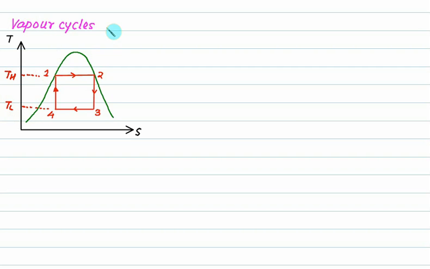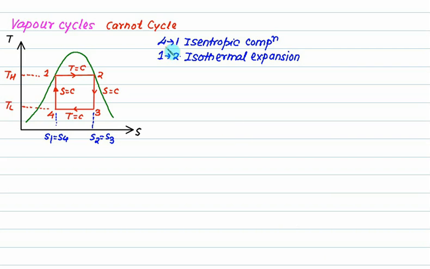The Carnot cycle essentially consists of 4 processes. This 4 to 1 is an isentropic process. 1 to 2 is an isothermal process. 2 to 3 is also an isentropic process. 3 to 4 is also a constant temperature process. Here S1 is the same as S4 and S2 is the same as S3. So 4 to 1 is isentropic compression, 1 to 2 is isothermal expansion, 2 to 3 is isentropic expansion and 3 to 4 is isothermal compression.